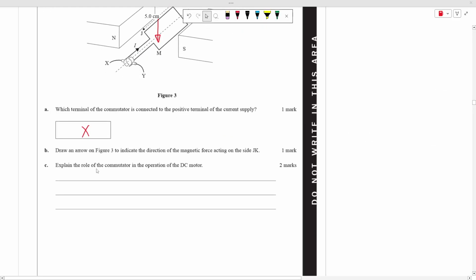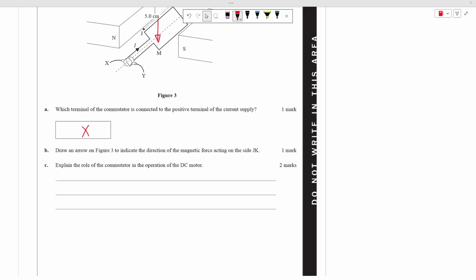Alright, 3C, explain the role of the commutator in the operation of the DC motor. Okay, well, the whole point of the commutator is so that it reverses the direction of the current every half turn, I guess, so that your force on each side of the coil swaps every half turn in order to produce that torque that pulls it around in a loop. So I think that's all they really want you to say.